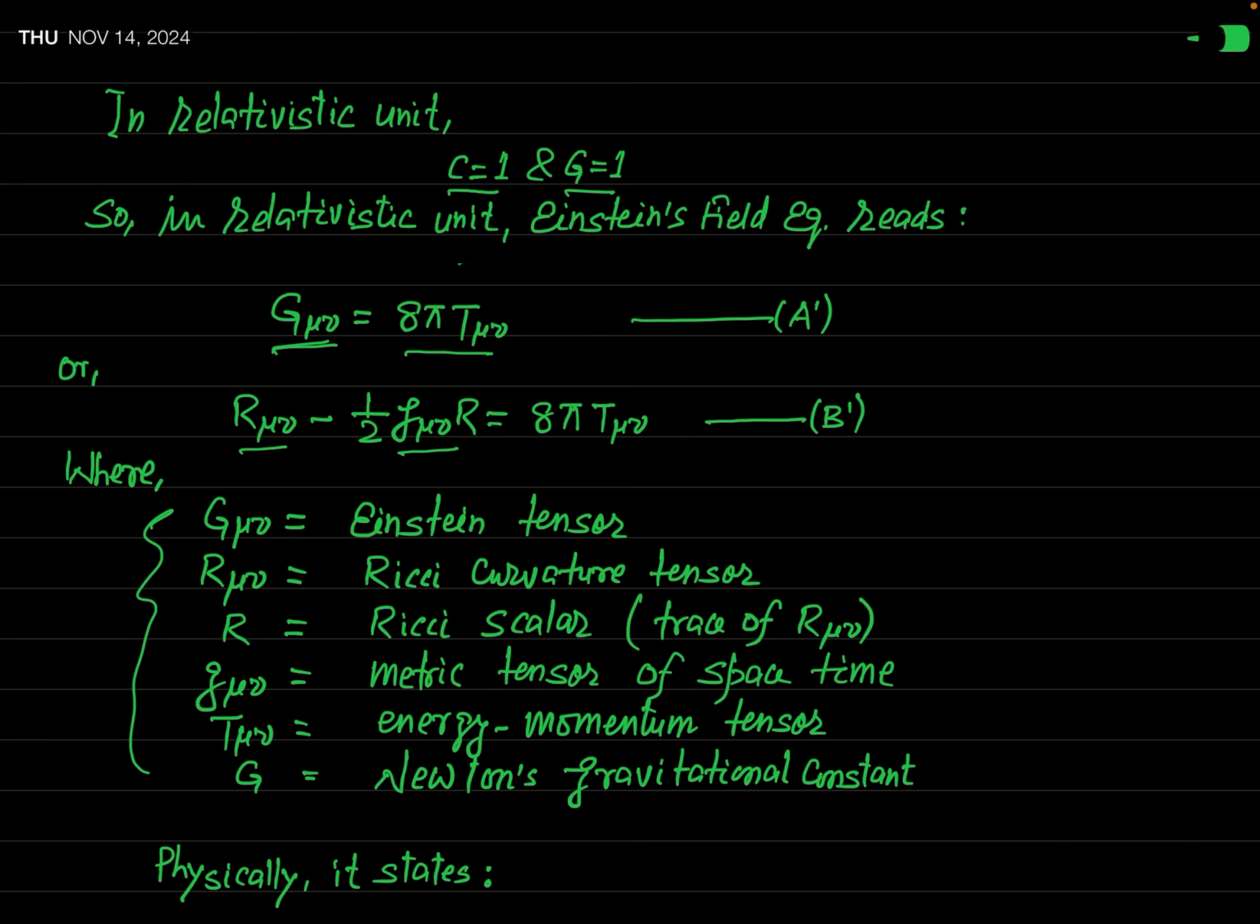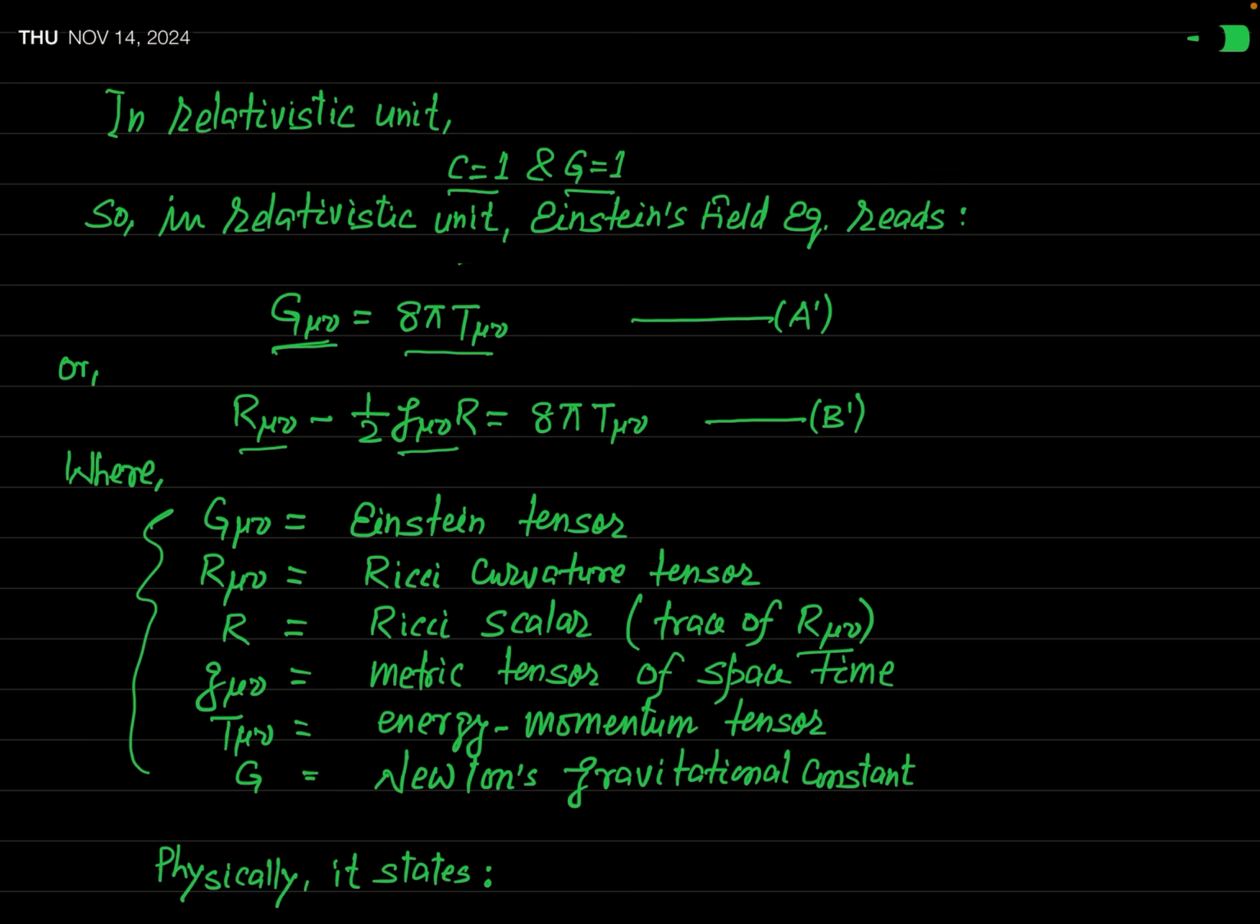You have seen that G mu nu is the Einstein tensor, R mu nu is the Ricci curvature tensor, and this capital R is the Ricci scalar. And what is this Ricci scalar? You have learnt that when we take the trace of the Ricci tensor, or when you contract the Ricci tensor, you obtain a scalar which is called the Ricci scalar. And g mu nu, as I have told you, is the metric tensor of space-time, T mu nu is the energy momentum tensor, and G is Newton's gravitational constant.